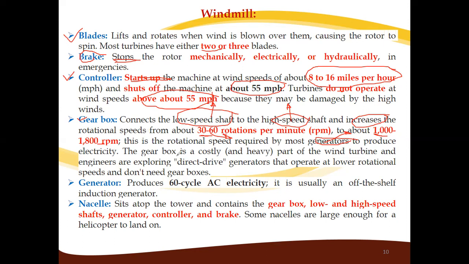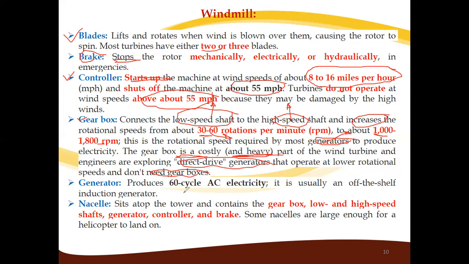Now the gearbox is a costly part and also a heavy part of this wind turbine or windmill. The engineers are exploring direct drive generators that will operate at a low rotational speed, and we would not require a gearbox for that. But it is not possible up till now. So we require a gearbox as well as the generator.